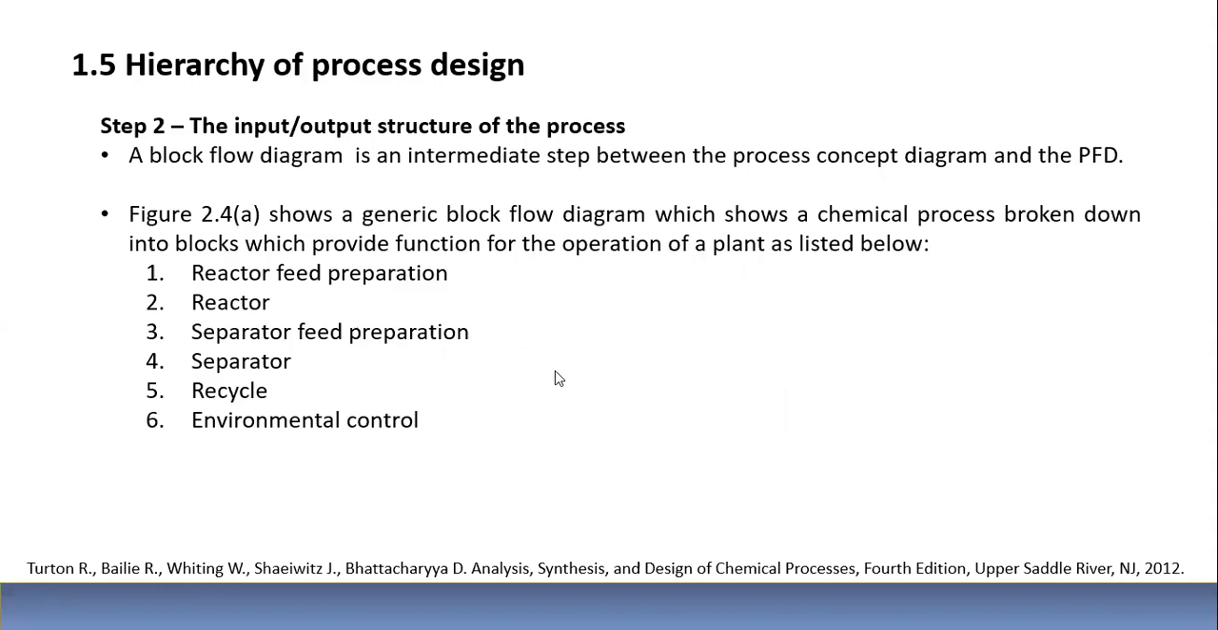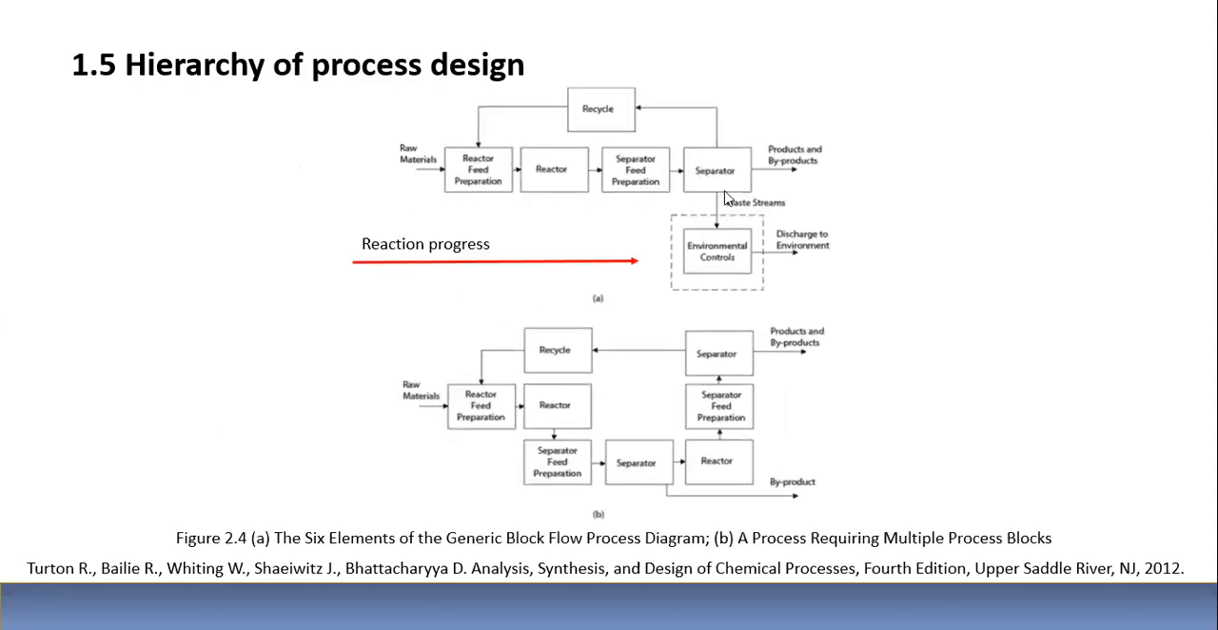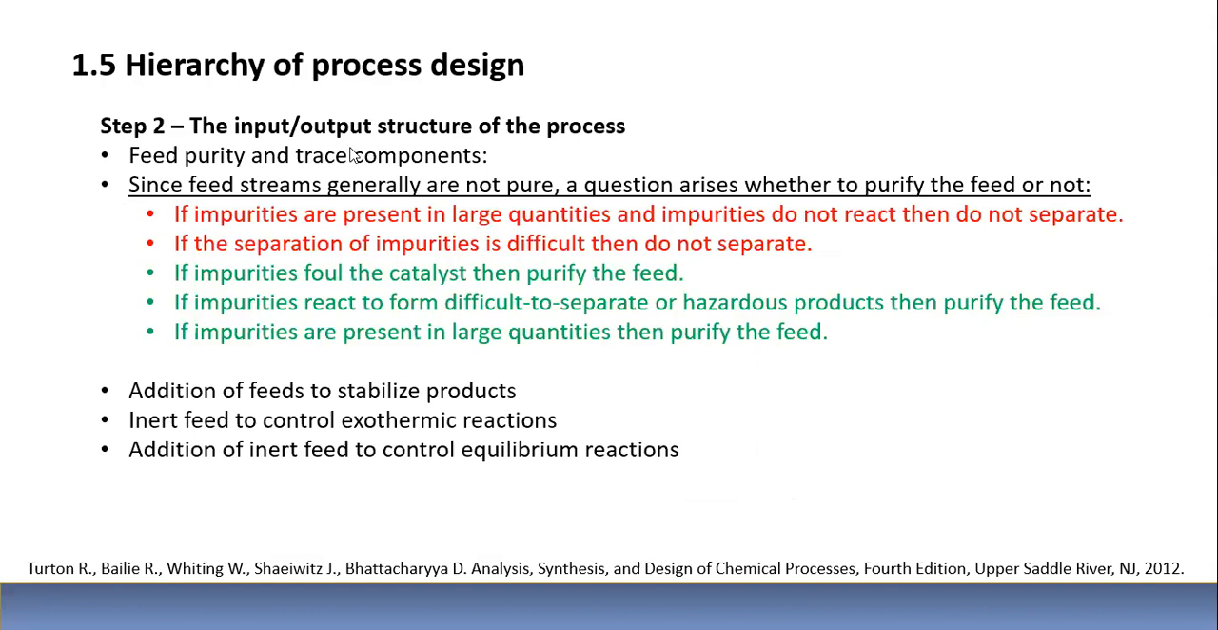So we discussed a few more details. What a generic block flow diagram looks like, considering a recycle stream, a reactor process, a separation process, and then the waste going to environmental controls. When we should consider separating impurities and when we should consider not separating them: what's in red, when we should consider separating them, in green.